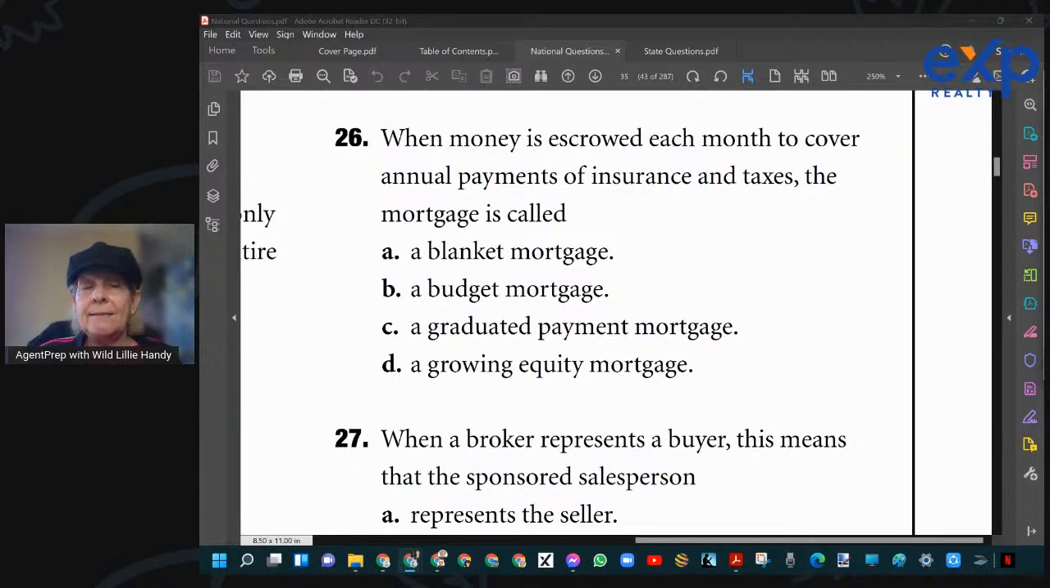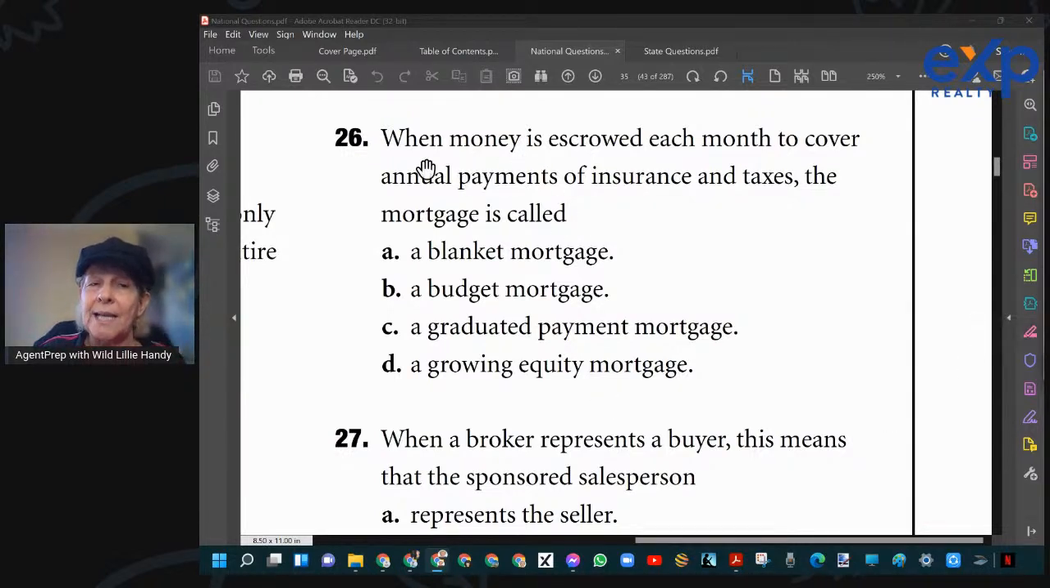No, Ceci, it is not a blanket mortgage. A blanket mortgage is like a blanket. You can put multiple kids under a blanket on the bed, right? So a blanket mortgage covers multiple properties, like multiple lots in a subdivision. No, it is not a growing equity mortgage. Although, yes, it is correct. As you're paying money every month, the percentage of equity is growing.